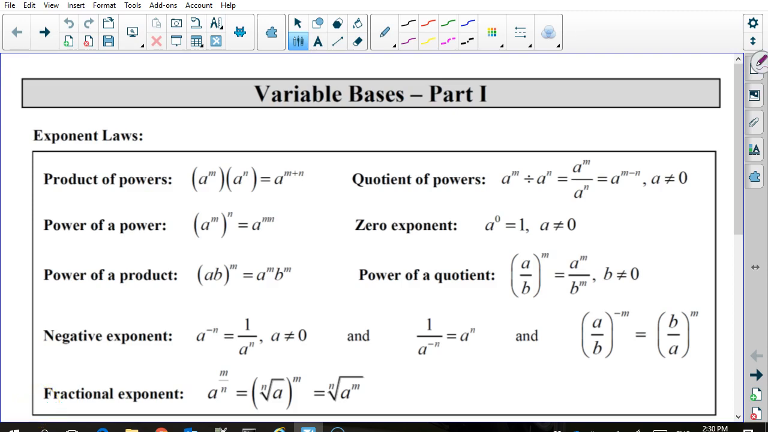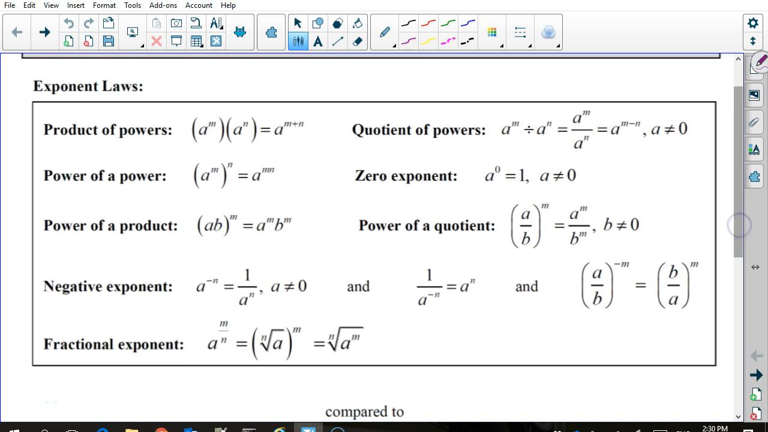So variable basis, part one, let's just quickly review the exponent laws with variables this time. So product of powers, okay, now it's powers with the same base, you add the exponents. Power to a power or power of a power, quotient next.